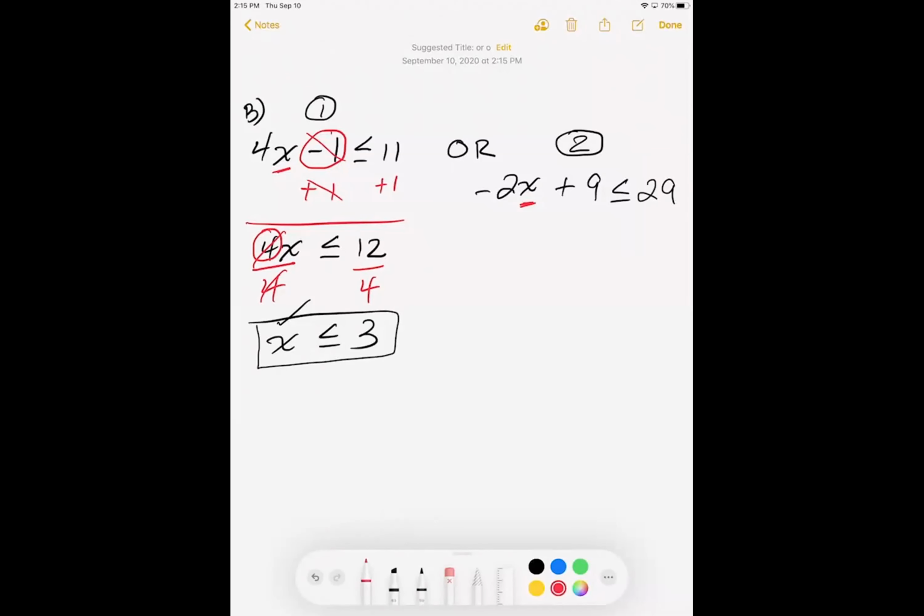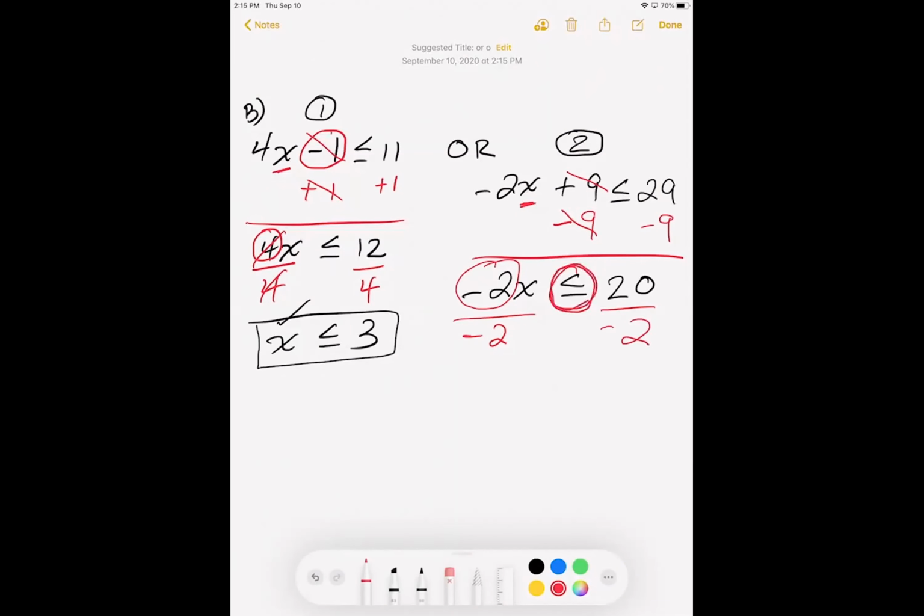And similarly, on the other side, I need to subtract 9 from both sides, because positive 9 take away 9, they cancel out. My new problem, I have -2x less than or equal to 20. And now how do I get rid of the -2? Remember, we need to divide by a -2. And when you divide by a -2, hopefully you guys recognize that because we divide by a -2, your inequality has to change direction.